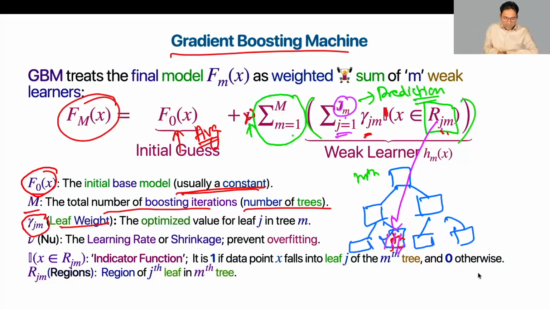Gamma jm is the leaf weight. It is the weight of the leaf where that new prediction data point will fall, the optimized value for the leaf j in tree m. Okay, for MSE, this is the average of all residuals. We have proved this in the GBM video also, why this is the average.